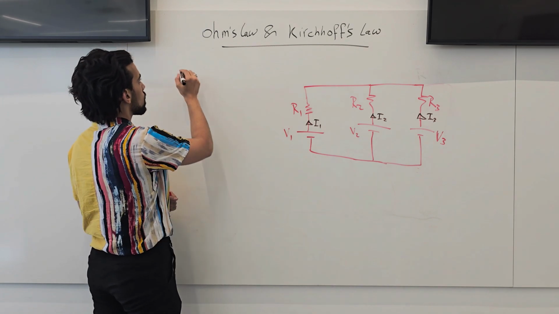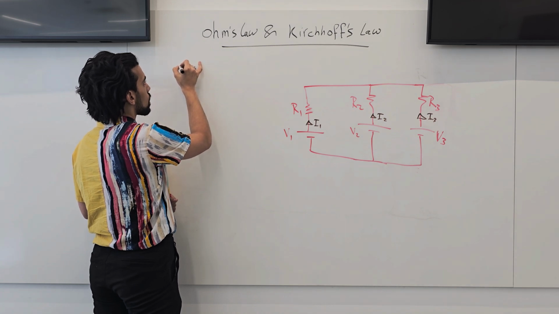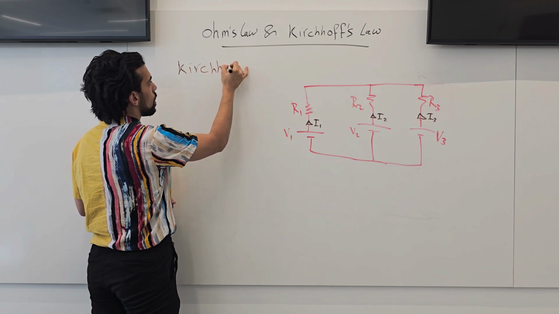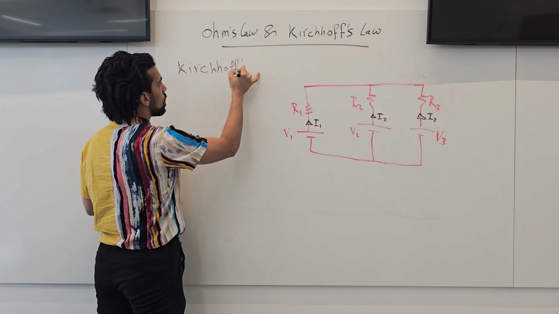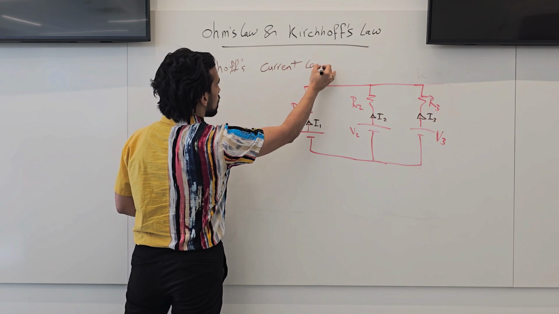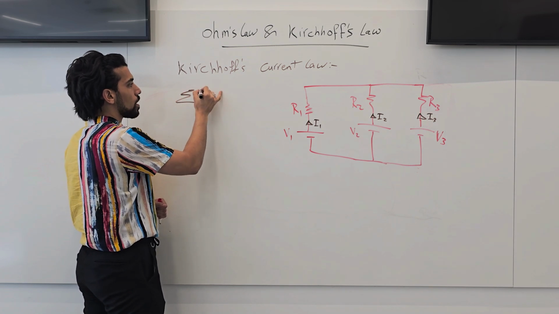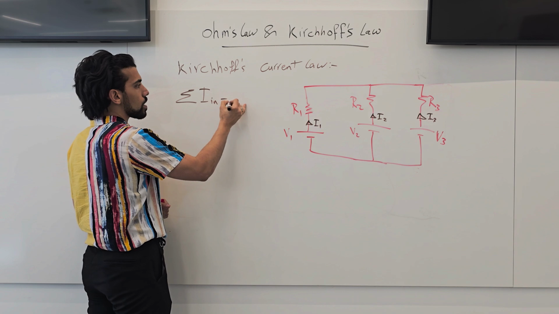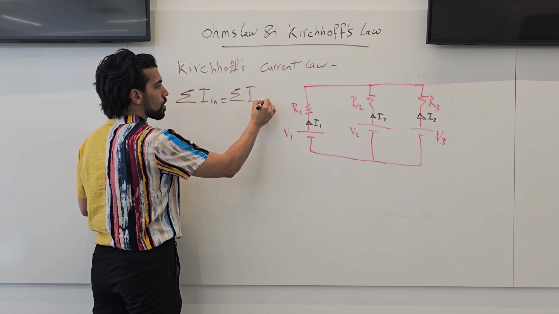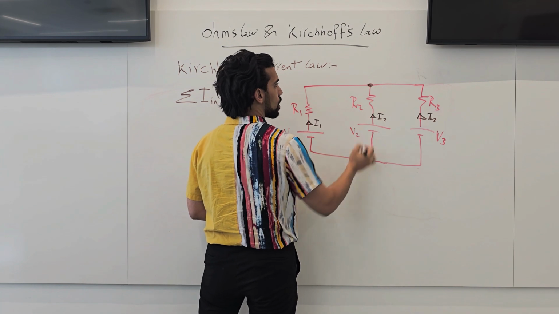For Kirchhoff laws, let's talk first about the current law. Here it says that the summation of the currents going inside a node is equal to the summation of the currents going outside of this node. So first we need to identify the node. Let's say this is a node.